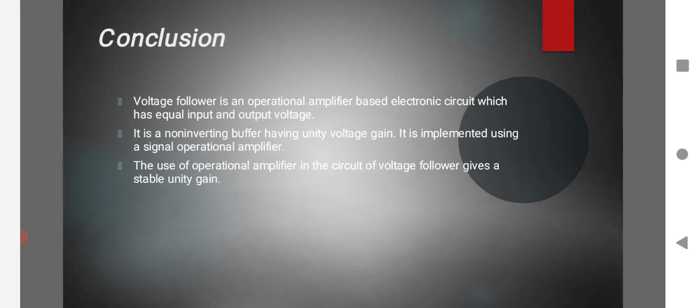So let us conclude: a voltage follower is an op-amp based electronic circuit which has equal input and output voltage. It is a non-inverting buffer having unity voltage gain. It is implemented using a single op-amp. The use of the operational amplifier in this voltage follower circuit gives a stable unity gain.